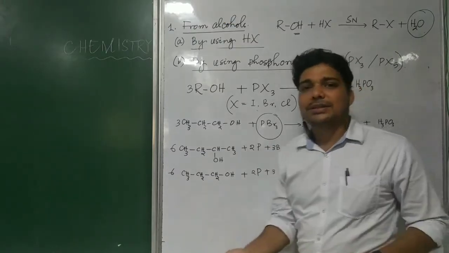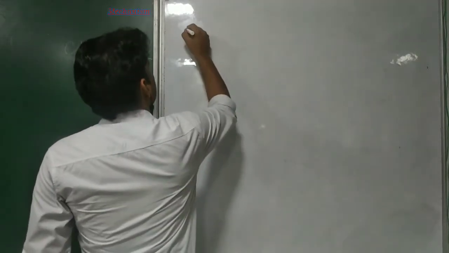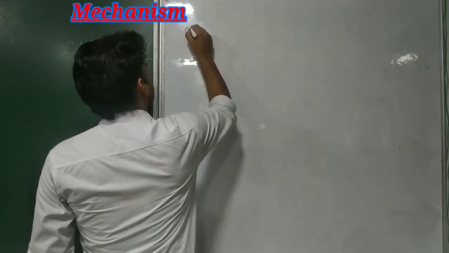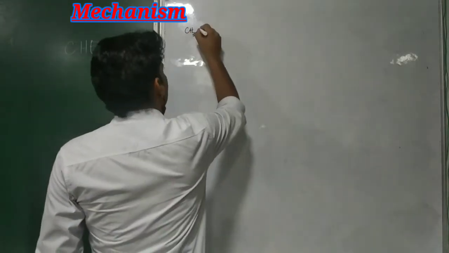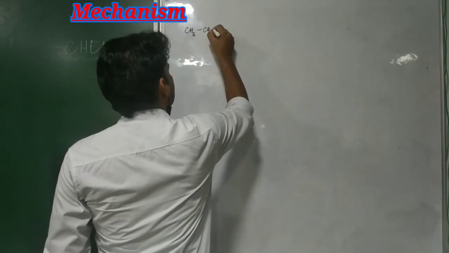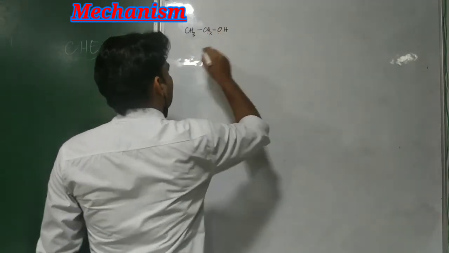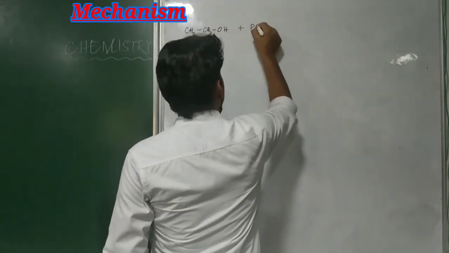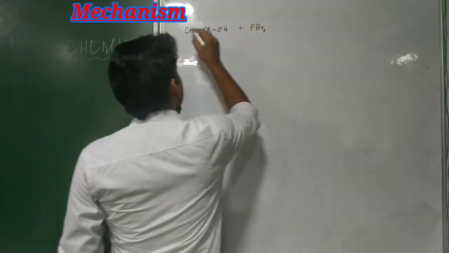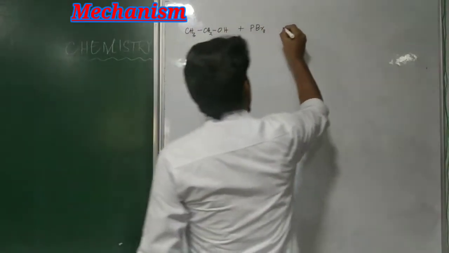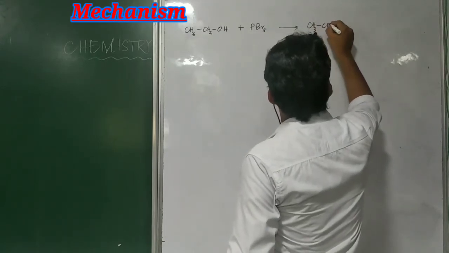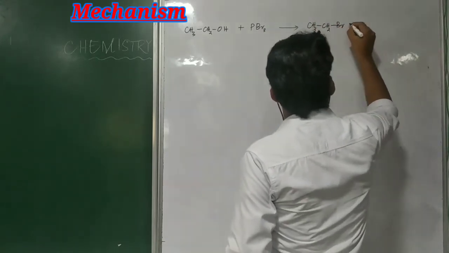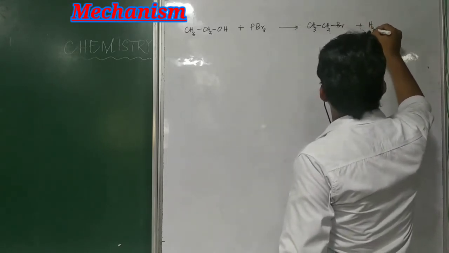Next, we come to the mechanism of this reaction, the mechanistic pathway. In order to get the mechanism, let us consider one of the very simple alcohol molecules, CH3CH2OH, ethyl alcohol. When it is treated with PBr3, according to the previous discussion, we should get ethyl bromide as our product along with the formation of H3PO3.